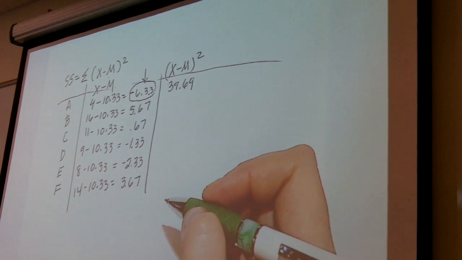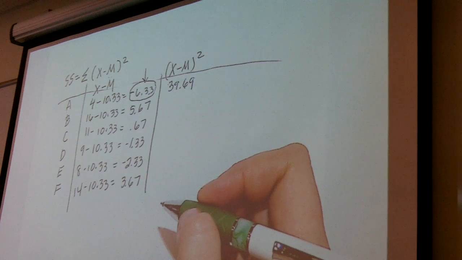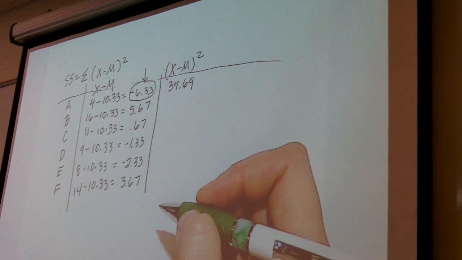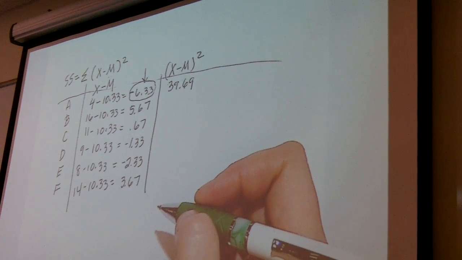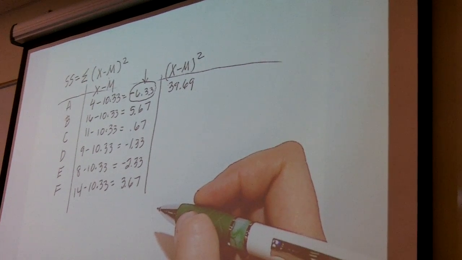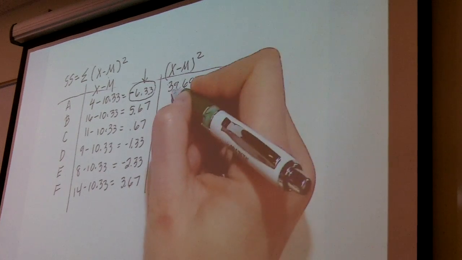And what is 5.67 squared? 32.15. Yes? Do we agree? Somebody got something else there, right? It should be 40.07. Okay. But the first one, this one should be something else.